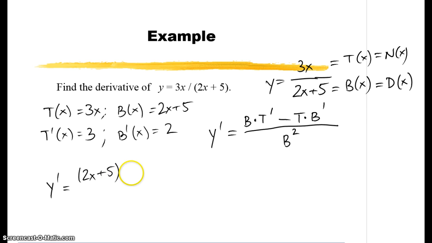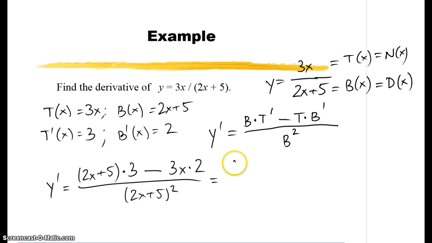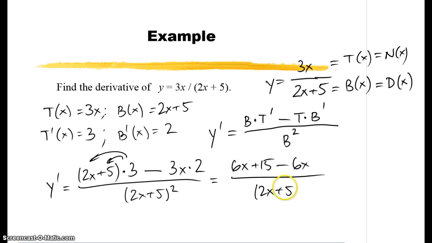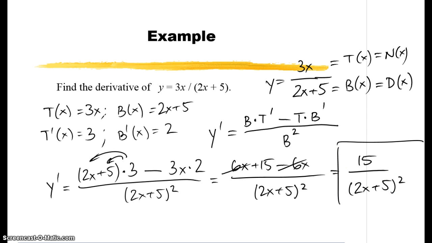2x plus 5 for b, the derivative of t is 3, minus 3x, which is t, times the derivative of b, which happens to be 2, all over 2x plus 5 squared. These are always tricky to simplify. My suggestion is to keep the denominator as is, squared, and try to simplify the numerator as much as you can first. So when I distribute this 3 here, right, then I get 6x plus 15 minus 6x all over 2x plus 5, the quantity squared. Notice these will cancel out, leaving me with 15 over 2x plus 5, the quantity squared.